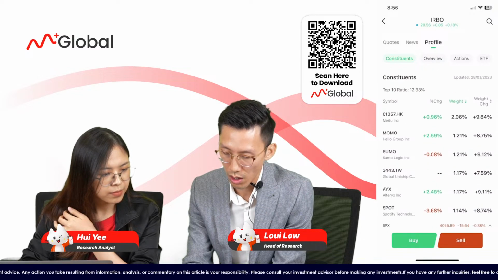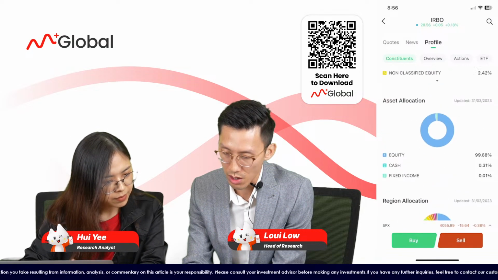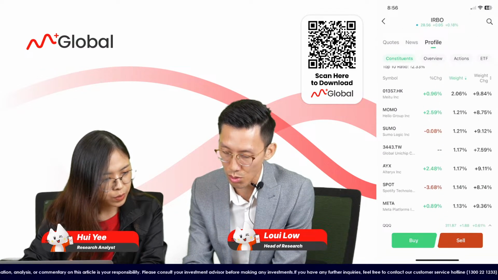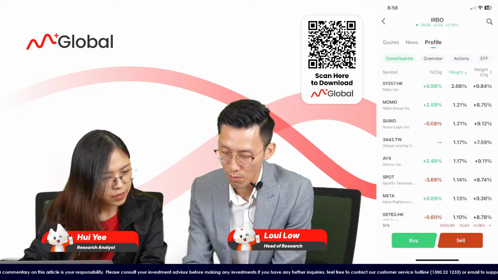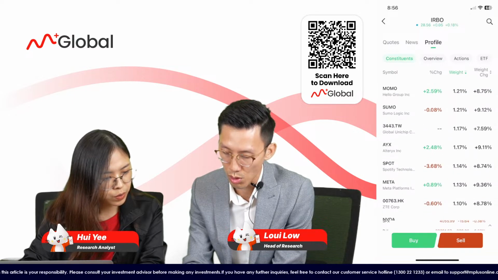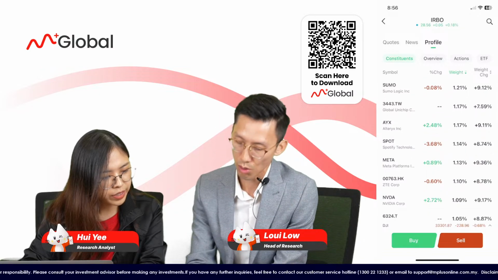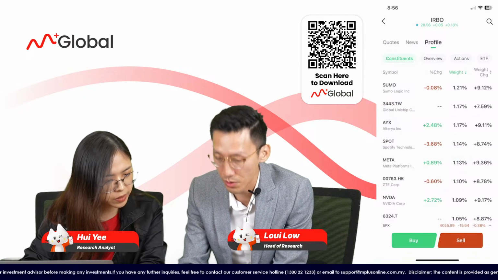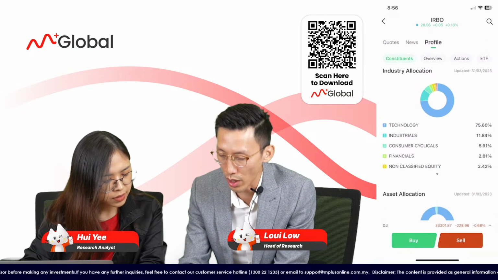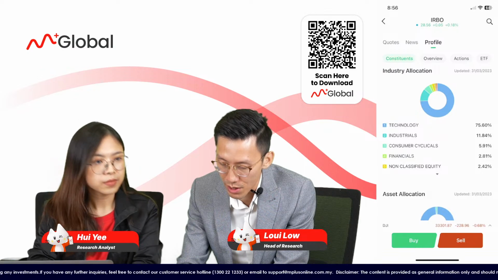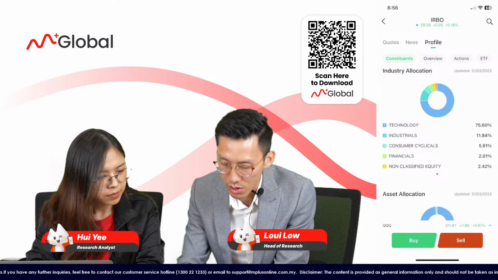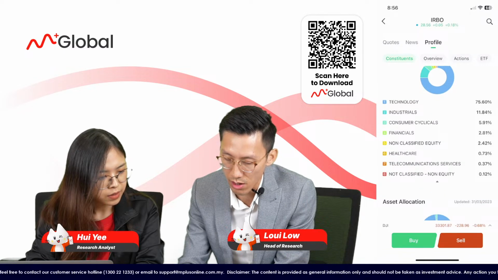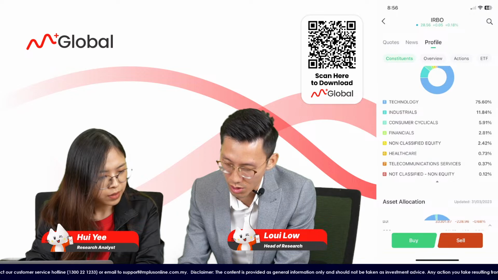So this is called iShares Robotics and Artificial Intelligence. These are some of the constituents: May2, Hello Group, Sumo Logic. Correct, so they can do their own allocation. This covers 75% of their constituents under technology. Other than that would be some other sectors that are less than 5% or 6%.